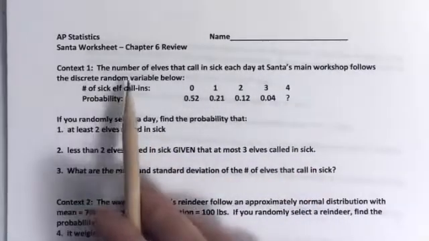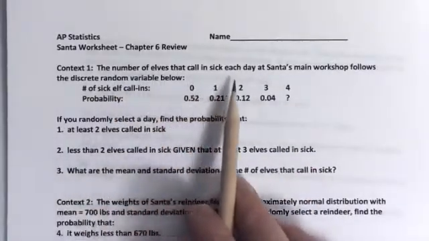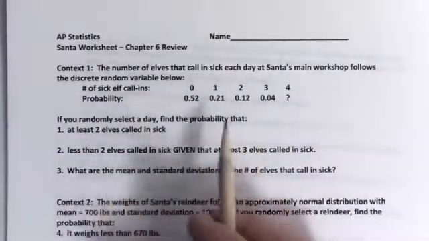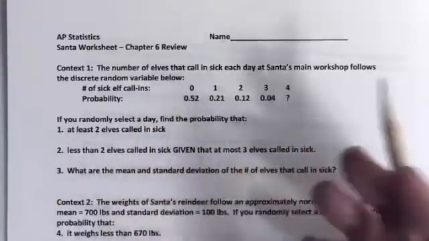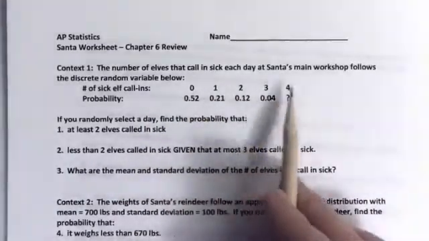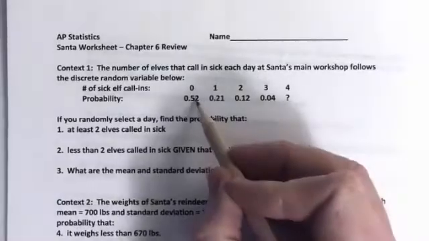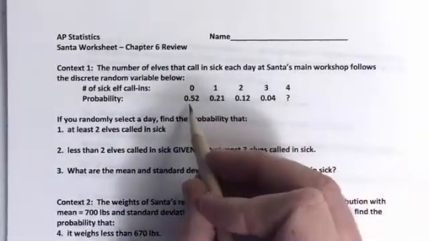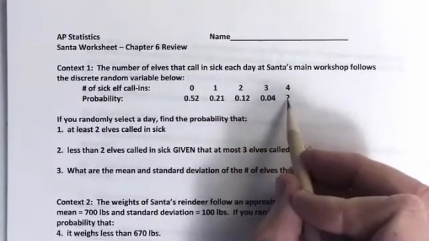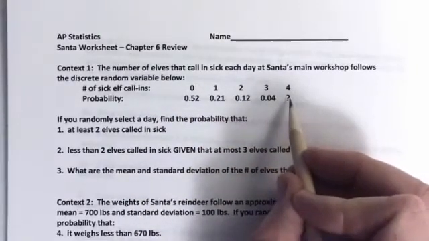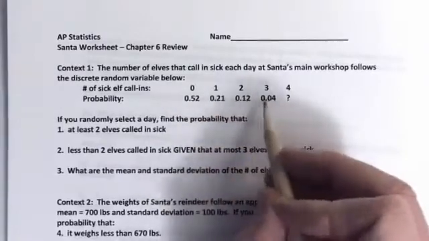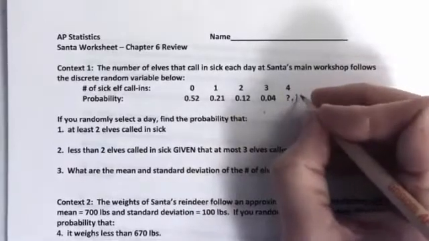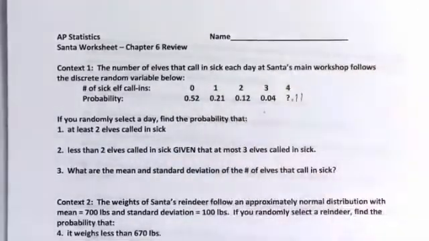Context 1 says the number of elves that call in sick each day at Santa's main workshop follows the discrete random variable below. Here's the number of sick elf call-ins, and it's always going to be either 0, 1, 2, 3, or 4. 52% of the time it's 0, 21% of the time it's 1, and so forth. These probabilities have to add up to 1. Something has to happen. So the way you find the probability of 4 is 1 minus the rest of these. The rest of these add up to 0.89, so this has to be 0.11. That would be the first thing.